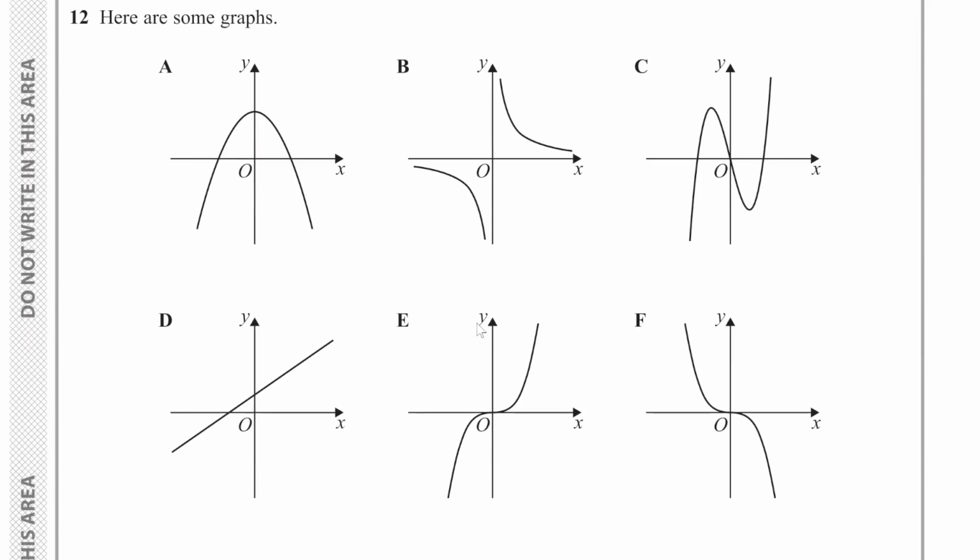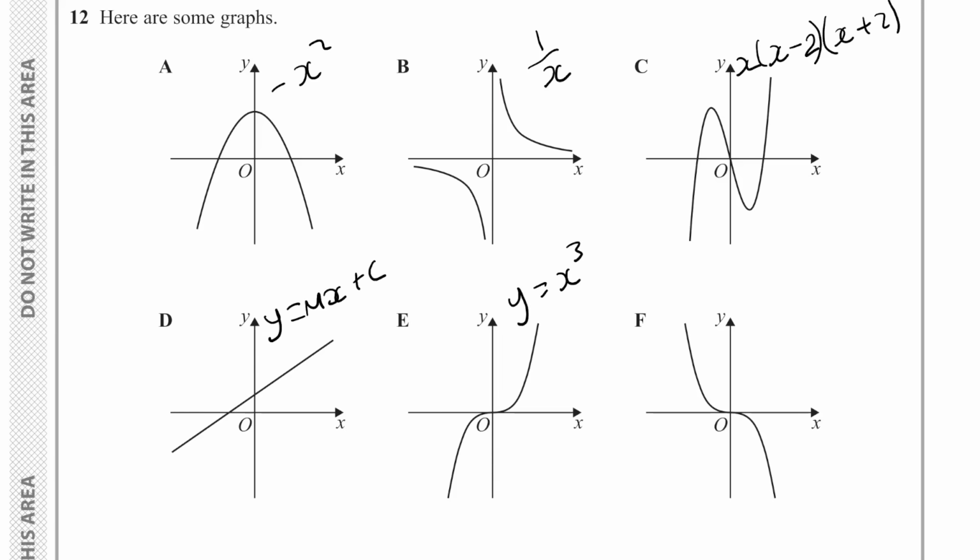Question 12, here are some graphs. So without looking at the question, we are going to be asked to match these graphs to equations. So we've got a -x² graph. We've got a positive reciprocal graph. We've got a positive cubic, but a complicated cubic, so in the form x - 2 times x + 2 times x. We've got a straight line, a positive straight line, so y = mx + c. We've got the x³ graph. We've got the -x³ graph.